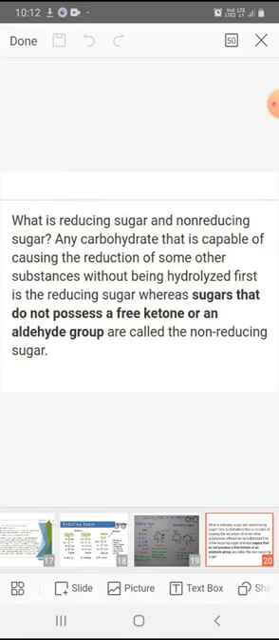So what is reducing sugar and non-reducing sugar? Any carbohydrate that is capable of causing the reduction of some other substance without being hydrolyzed is the reducing sugar, whereas a sugar that does not possess a free ketone or an aldehyde group is called a non-reducing sugar. Reducing sugar means one in which the free ketone or aldehyde group is present, and non-reducing sugar means one that does not possess a free ketone or aldehyde group.